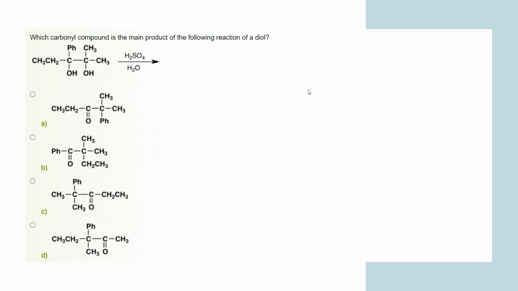But in this question, the concept of migratory aptitude will be used. Because the substrate, if we see, is not a symmetric substrate. Both the central carbon atoms, which are containing the diol, are not symmetric. They are having different substituents on them. So the concept of migratory aptitude and the concept of formation of stable carbocation will come in this question.